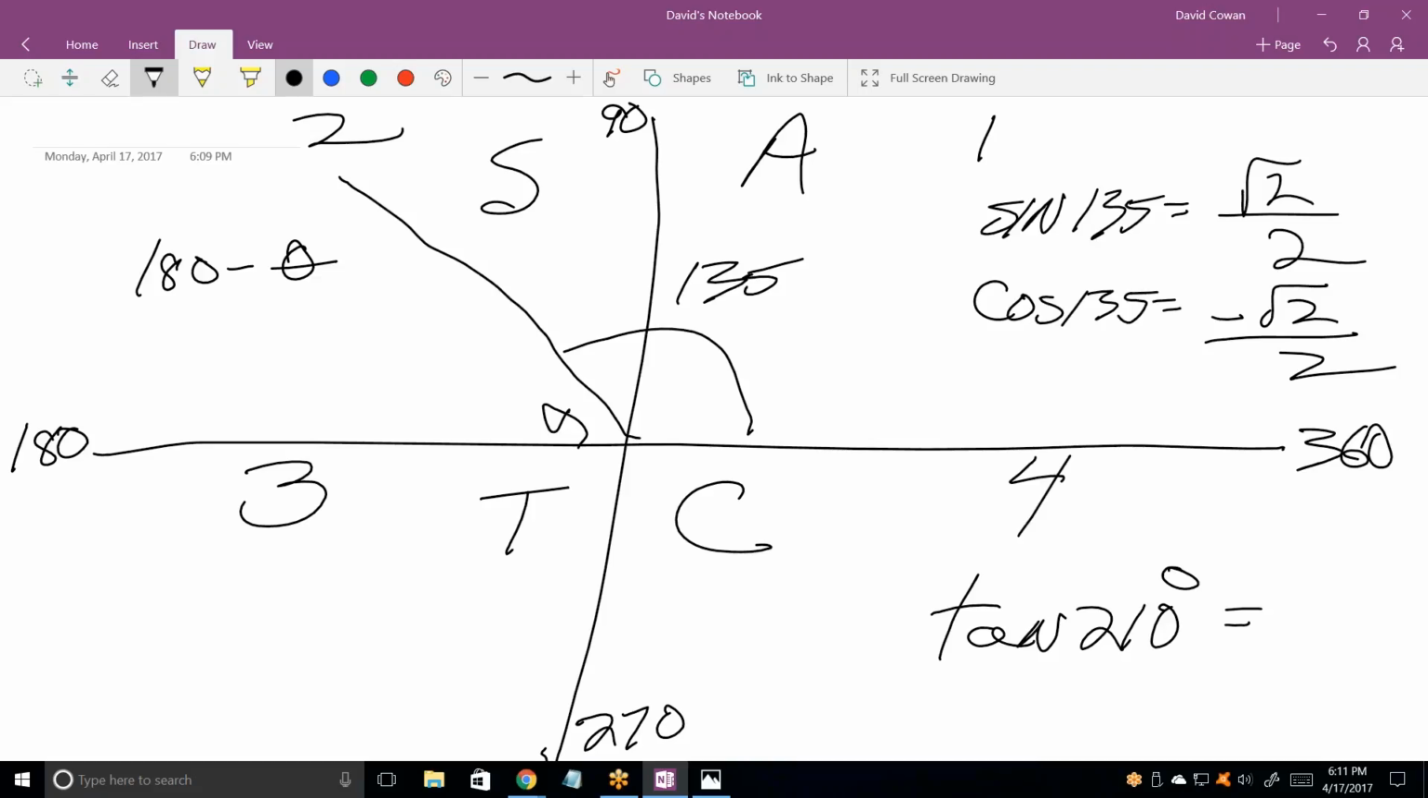What's its reference angle? That'd be 30. Okay, so let's put that in parentheses. That's kind of the way I always like to do it. Well, you have to find just the numerical value of tangent of 30 degrees. What is that? Tangent of 30, that'd be root 3 over 3.